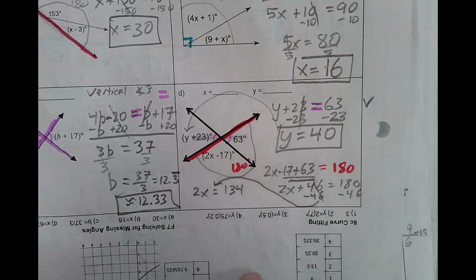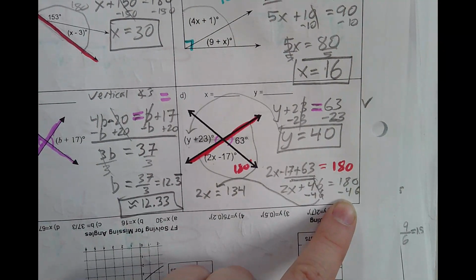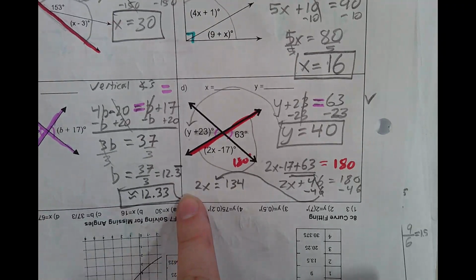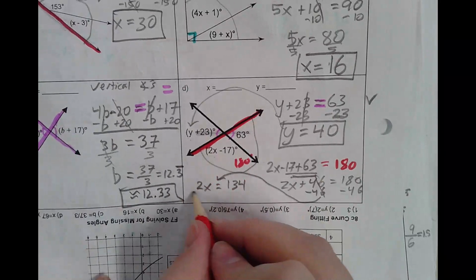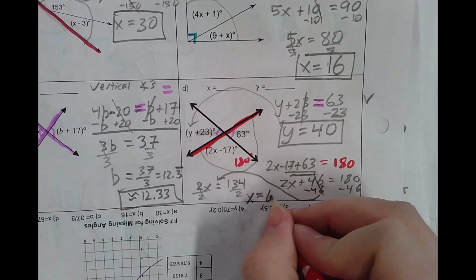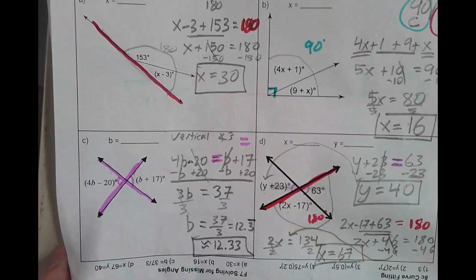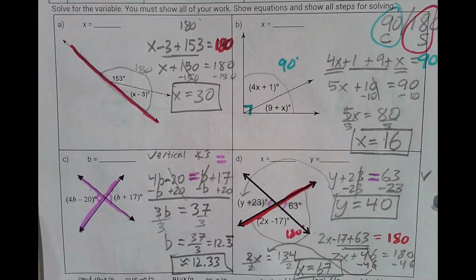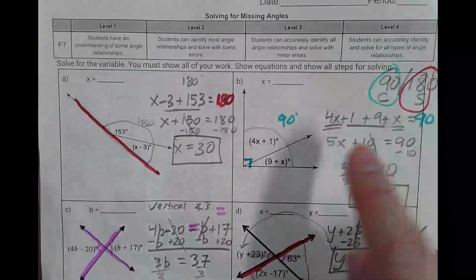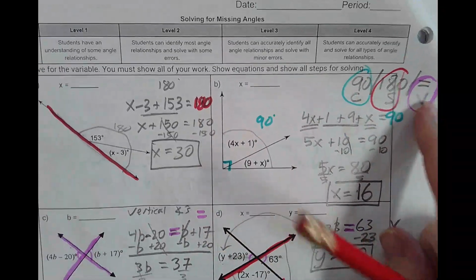Let's see. 180 minus 46. It's 134. Good. 134 divided by 2. The answer is 67. We get the final answer of x equals 67. And we're done. So our goal for this test is to make sure to study, practice. Remember, everything on this standard will always be 90, 180, or equal.